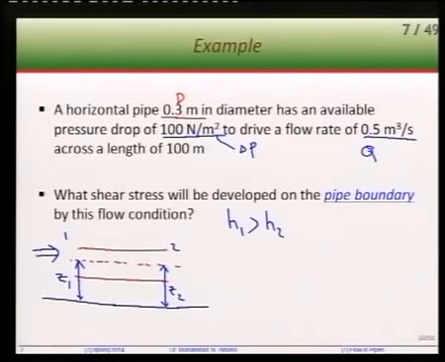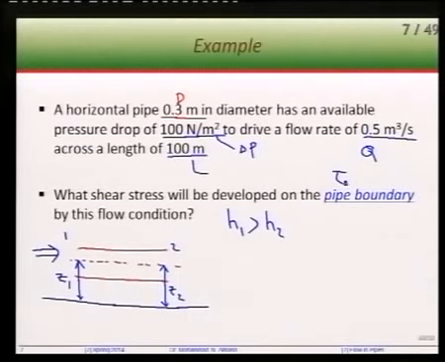Across through a length of 100 L, what shear stress will be developed on the pipe boundary? Yes, downward by this flow condition. So we can think of two equations.